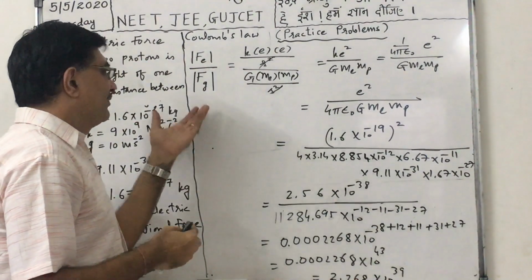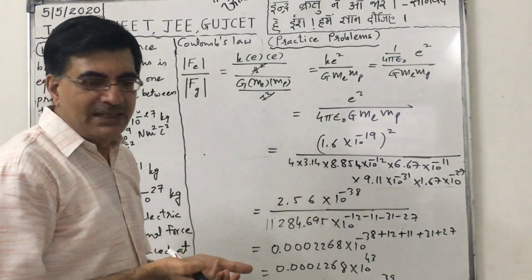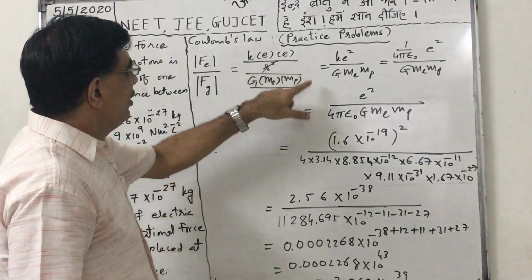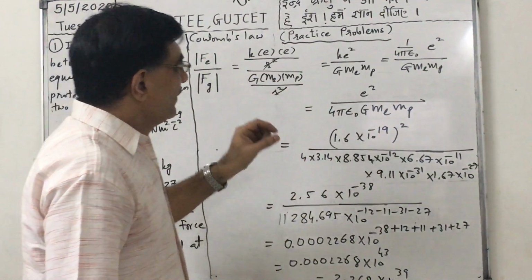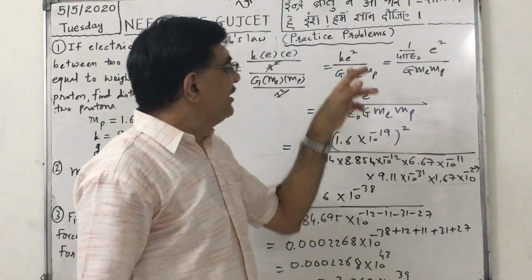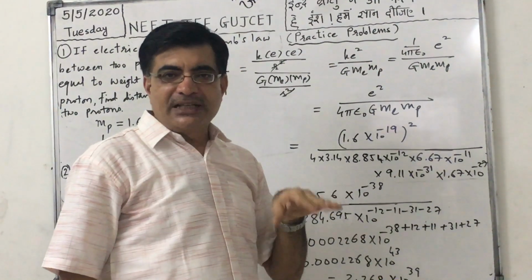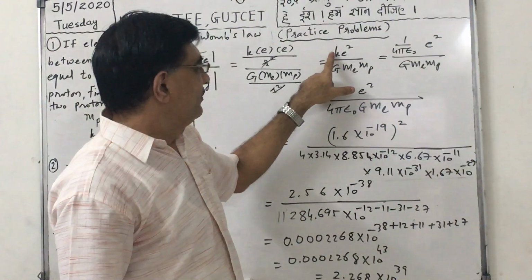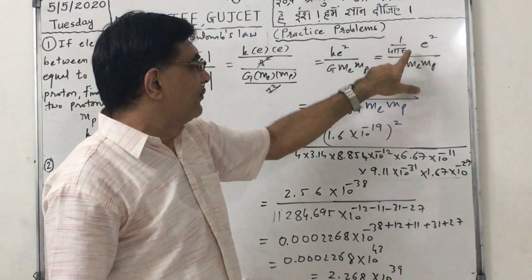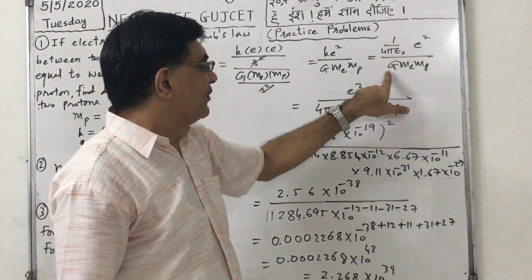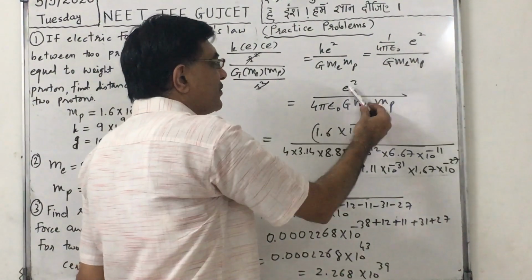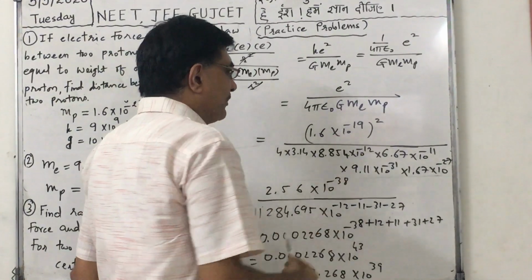And gravitational force is G m1 m2 upon r square, so G me mp upon r square, and r square will be cancelled. So k e square upon G me mp. We can use the value of k here, but in our textbook they have considered epsilon naught. So I have used k as 1 upon 4 pi epsilon naught, into e square upon G me mp. So it equals e square upon 4 pi epsilon naught G me mp.